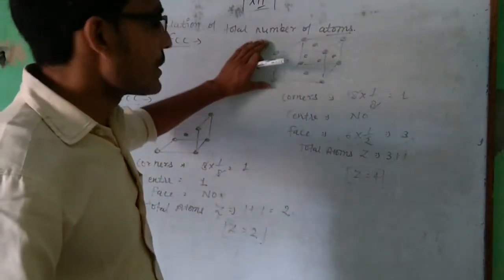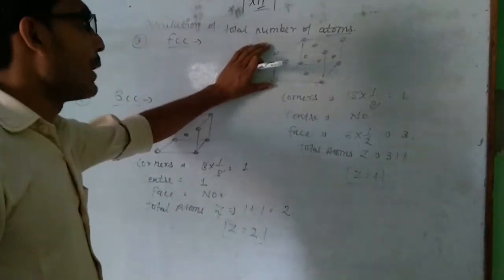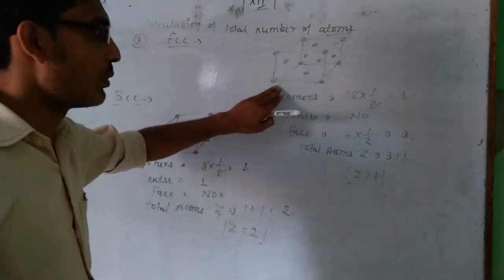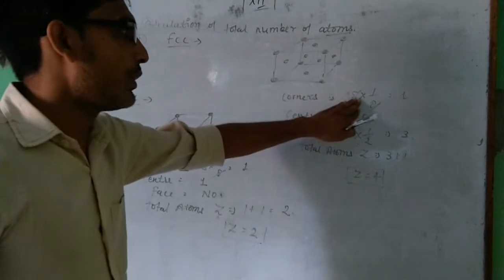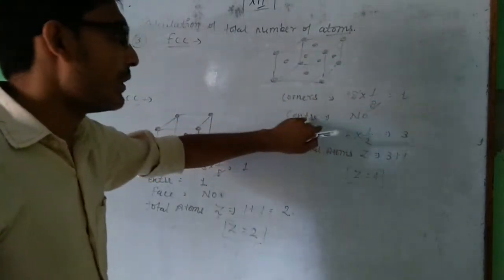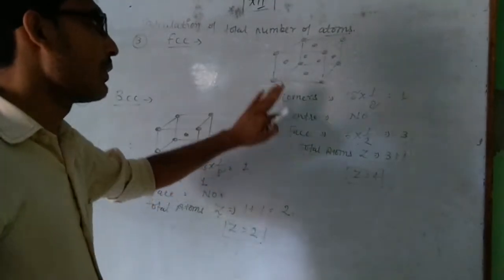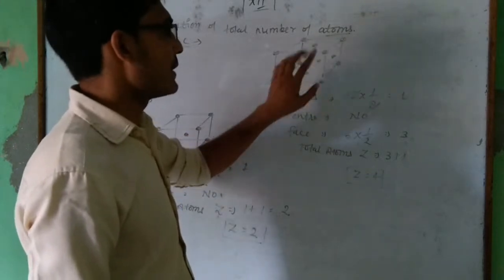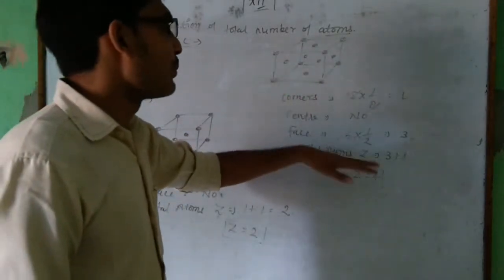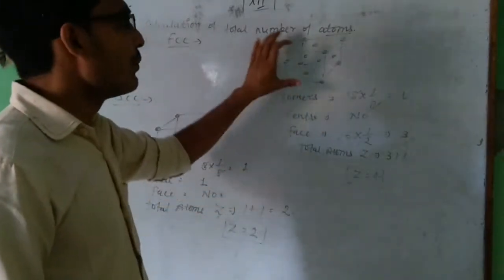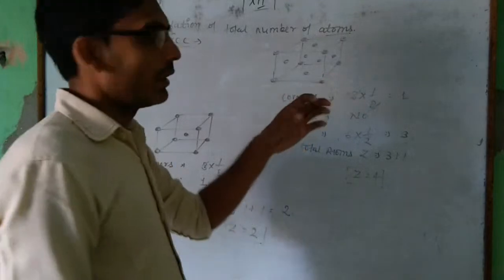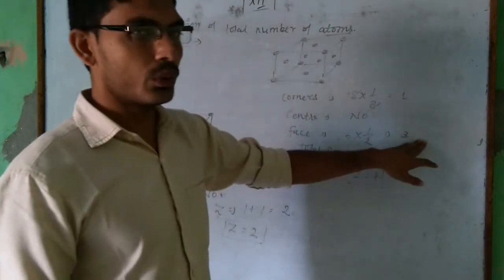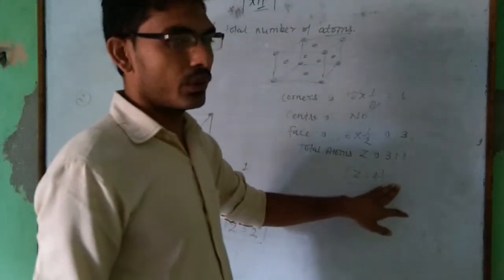How? This is the simple structure of FCC. Atoms are present at each corner and all faces also. Corner, as usual, 8 into 1 upon 8 part of this cube, equal to 1. Center is not present. Face: here is the question of face. 6 faces present: 1, 2, 3, 4, 5, 6. So 6 faces, 6 into 1 upon 2, multiplied by half, because we can see only one side of a cube, the half side. So 6 into 1 upon 2 equals 3. And total atoms Z equals 4.